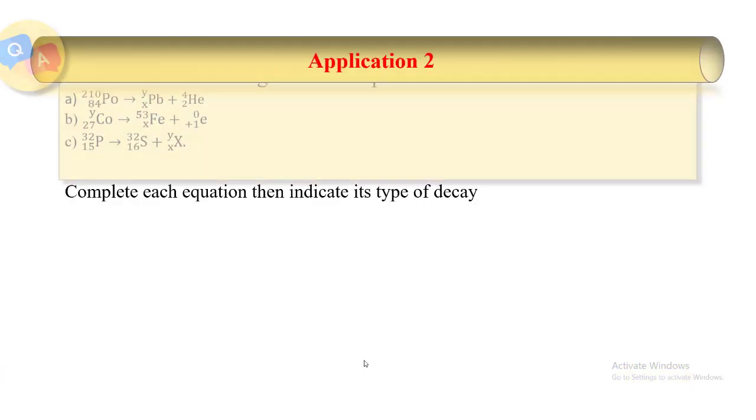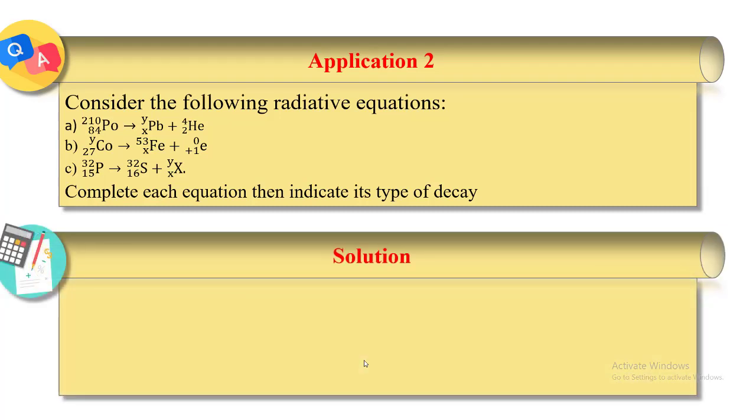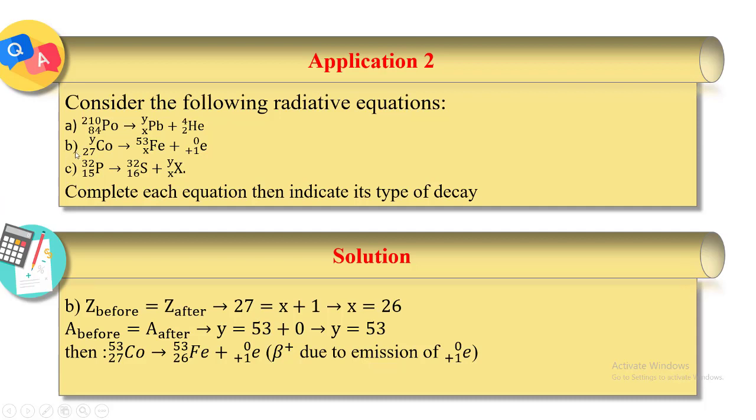For the second equation, we apply the same laws. We have 27 protons equal to X plus 1. I find X and it is equal to 26. In the same way for the mass number, we have 53 plus 0 equal to Y, then Y is equal to 53. The equation becomes cobalt 53, 27, disintegrates into iron 53, 26, plus positron 0, plus 1. And due to emission of this positron, the type of this radioactive reaction is beta plus.